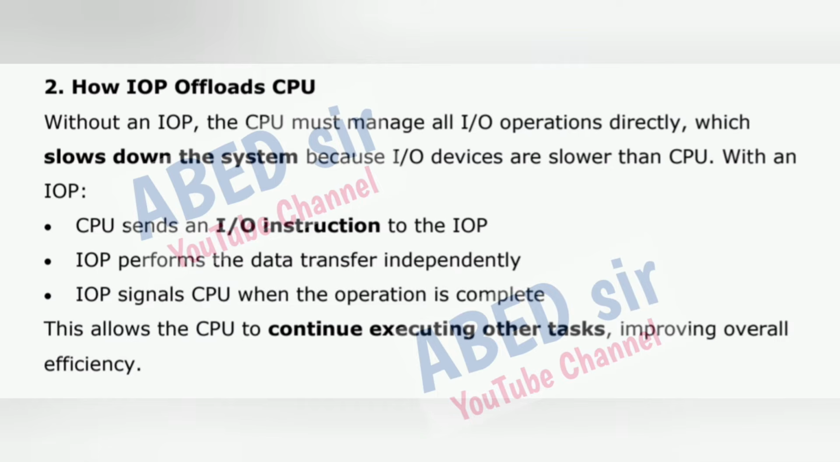2. How IOP offloads CPU. Without an IOP, the CPU must manage all I/O operations directly, which slows down the system because I/O devices are slower than CPU. With an IOP, CPU sends an I/O instruction to the IOP. IOP performs the data transfer independently. IOP signals CPU when the operation is complete. This allows the CPU to continue executing other tasks, improving overall efficiency.